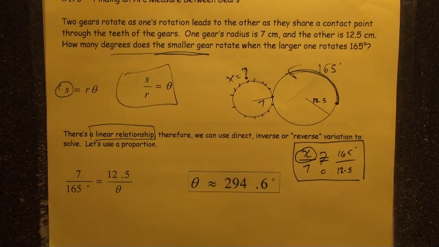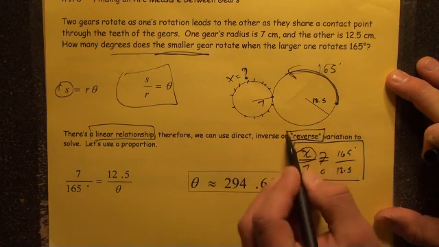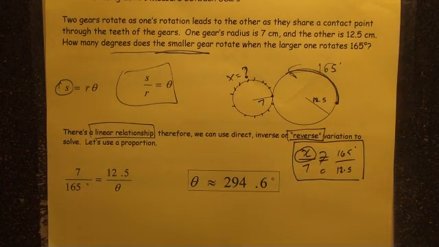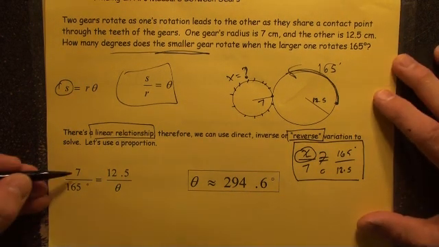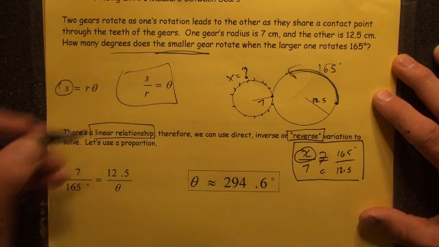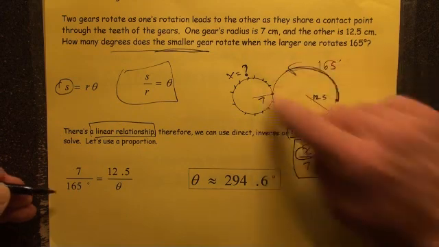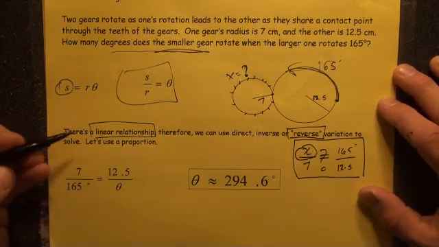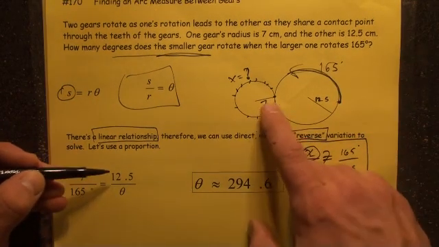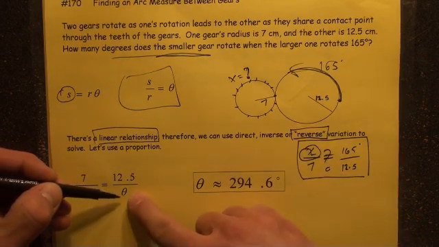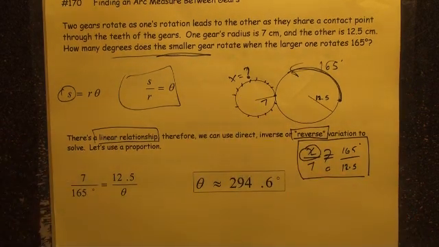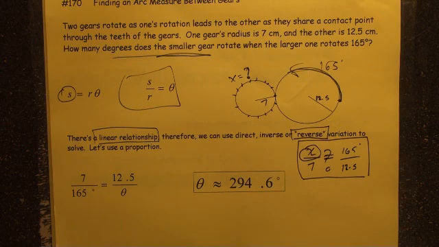Which is why I'm kind of inventing a phrase called reverse variation. We would actually use the radius of the smaller gear over the arc measure of the larger gear to equal the radius of the larger gear over the arc measure of the smaller. This is not inverse variation. I'm calling this reverse variation, and if you do crunch the numbers, this definitely does work out.